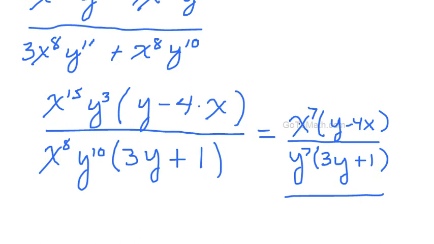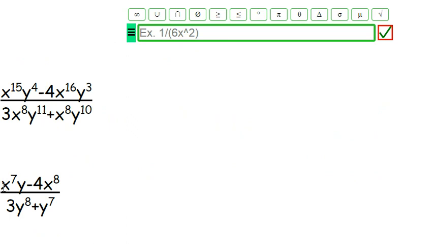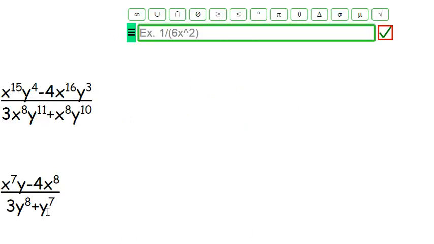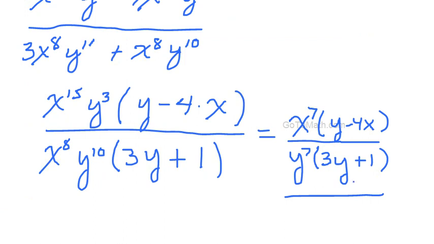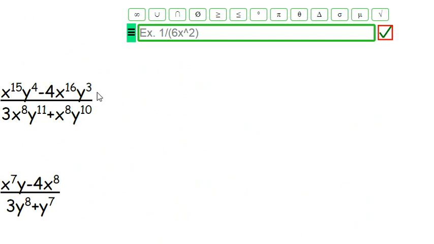multiplying this back inside. x to the 7th times y, didn't leave it in the factored form. x to the 7th times y minus 4x to the 8th. Multiplying this back in, 4x to the 8th, this would be 3y to the 8th plus y to the 7th. Yeah, so after we did the canceling stuff, I went ahead and just distributed it back across. Okay, and got it back out of the factored form, it looks like. Alright.